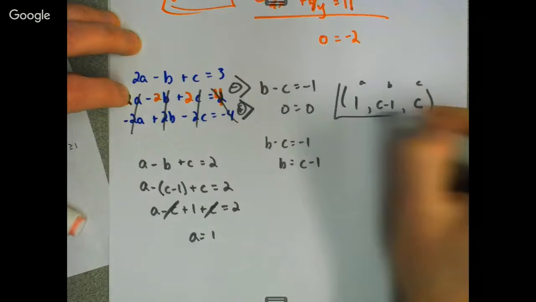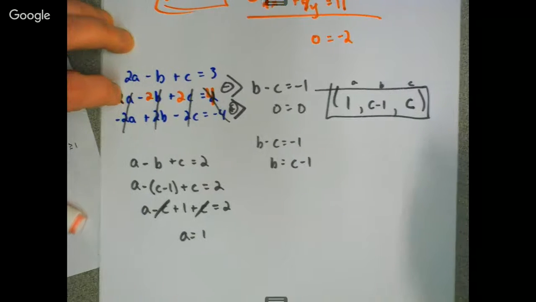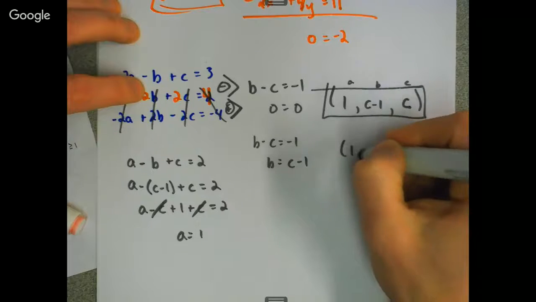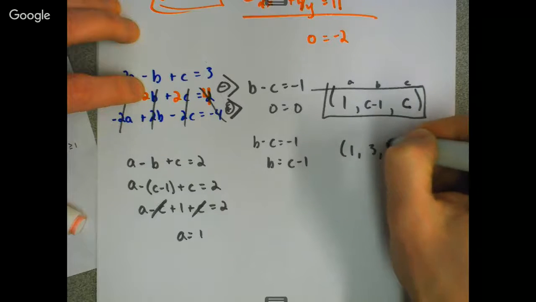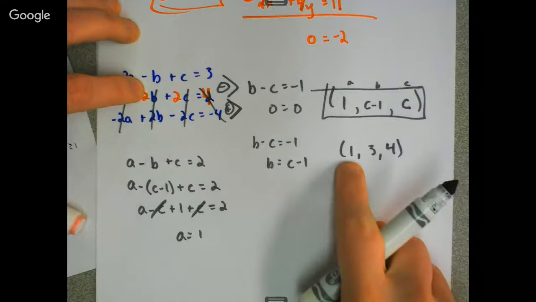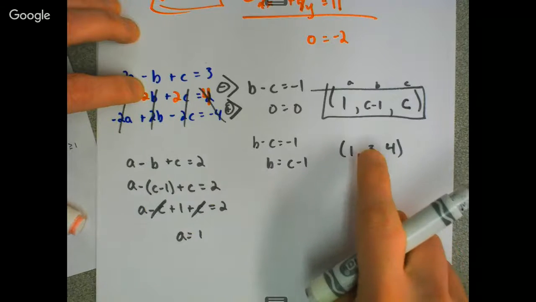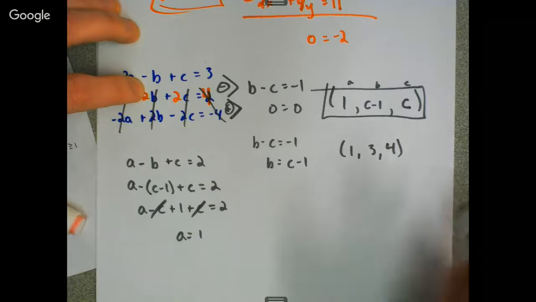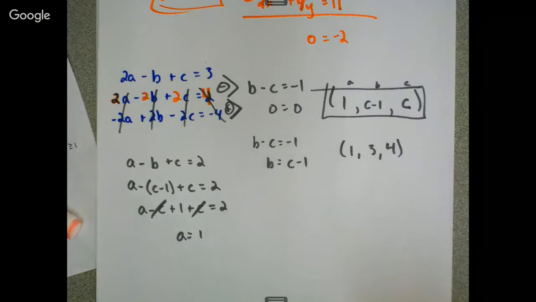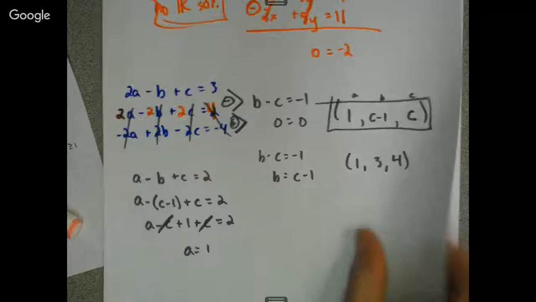So here is your ordered triple. So this right here could be a solution. Okay, A is always 1. And then if 4 is C, then B is 1 less than C. So this could be a solution. And I might ask you for an example of a solution on the test.